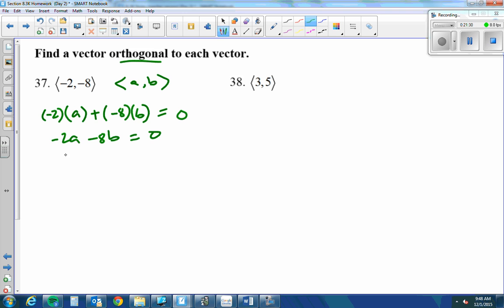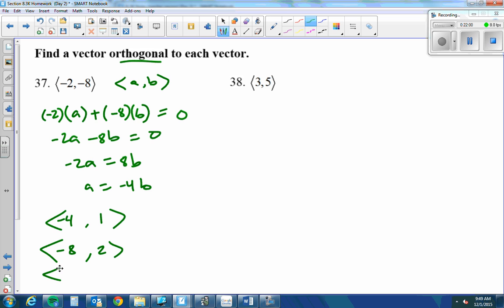You get this, which relates the horizontal and vertical here. I'm going to solve for A. So move the B term over, becomes positive. Divide by -2, you get -4B. So if you want to come up with solutions, pick a vertical component. If I try 1, then that means -4 is the horizontal. If I try 2, I get -8, I'm pretty sure. And if I try 0, well, actually that won't work. Don't do 0, because you get a 0 vector and that doesn't count.